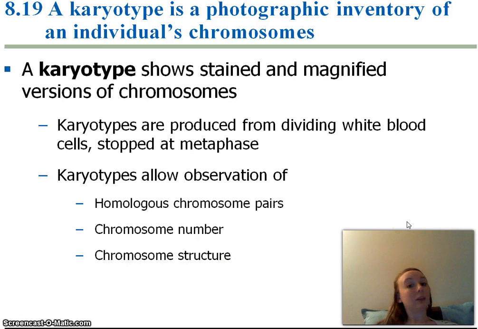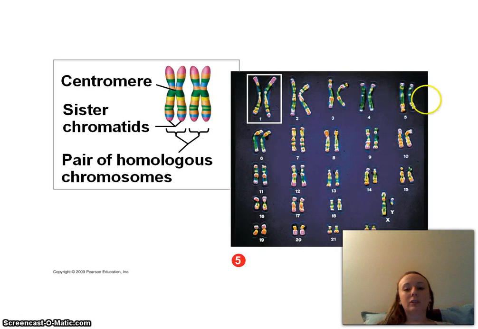So let's take a look at what that looks like. Here it shows the human karyotype. We have our 22 autosomes and then our sex chromosomes. Obviously this is a male, so we have our X and our Y. Take a look here just as a refresher. This homologous pair, the sister chromatids are joined at the centromere, and it's a pair of homologous chromosomes. So that's what we have here, is our 22 pairs and then our sex chromosomes.